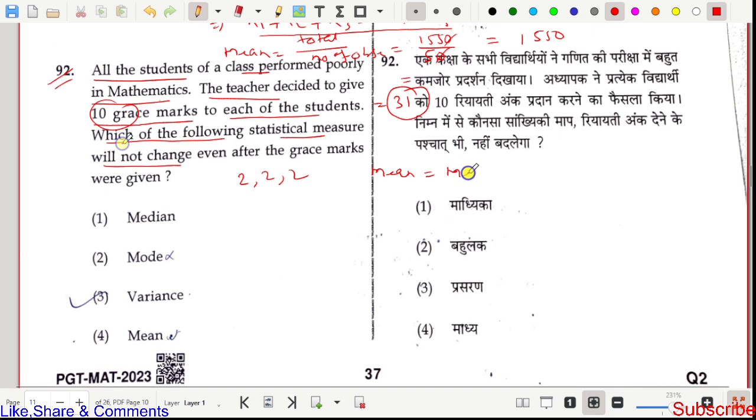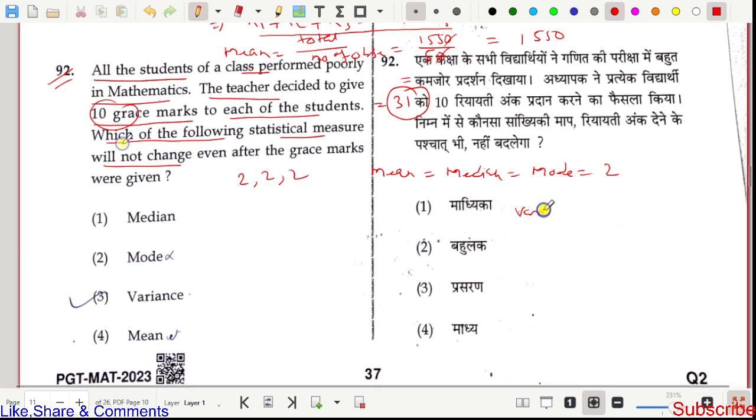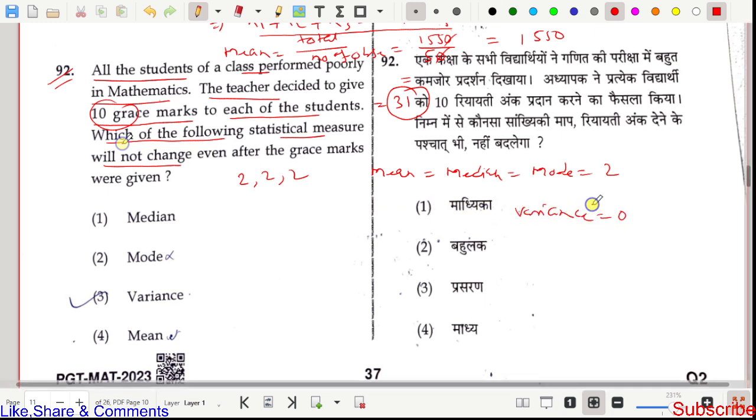That means mean, median, mode, that all will be 2. If the observations are the same, mean and median will all be the same. And if all the observations are the same, then the variance will be 0. We know that the variance will be 0.